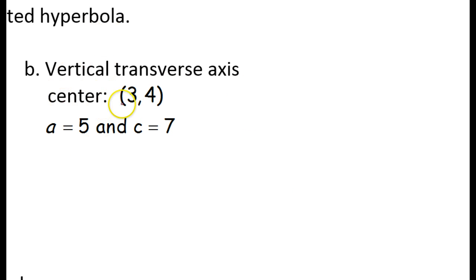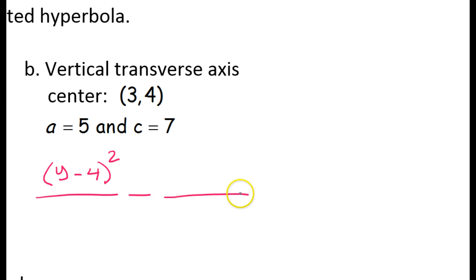Looking at part B here, again, we probably won't need a sketch for this particular one. So we have a vertical transverse axis. That means since it's a vertical hyperbola, the y term is going to be first. So I know I'm going to have y in the parentheses. And the y coordinate of the center is 4. So I'm going to have y minus 4 squared. And so that should be first. And then in the next numerator, I will have x minus 3 squared because of the positive 3 x coordinate. I'm doing the opposite of that.